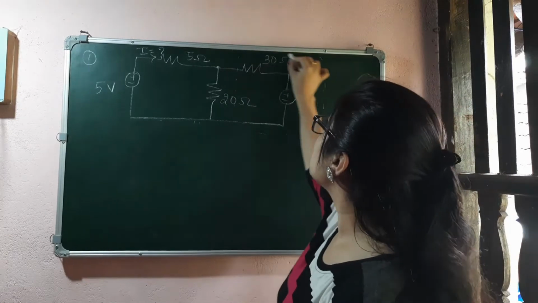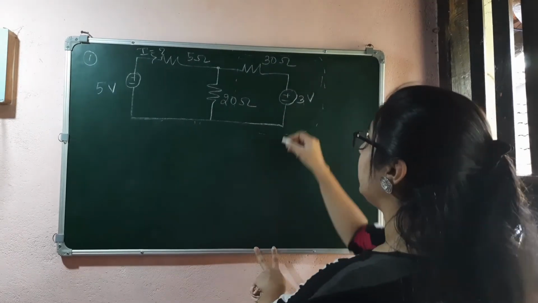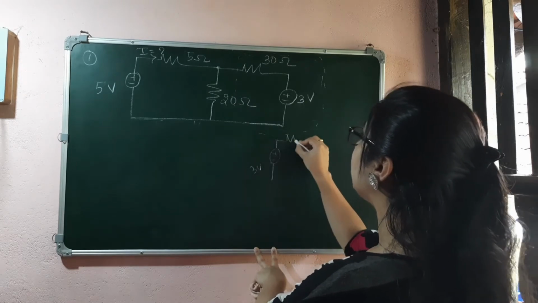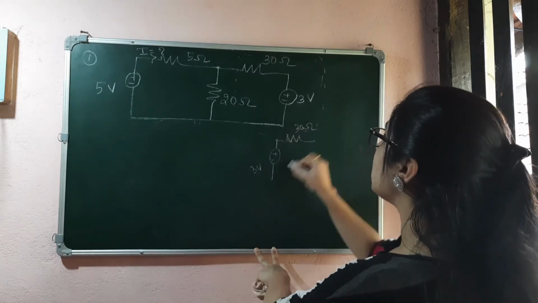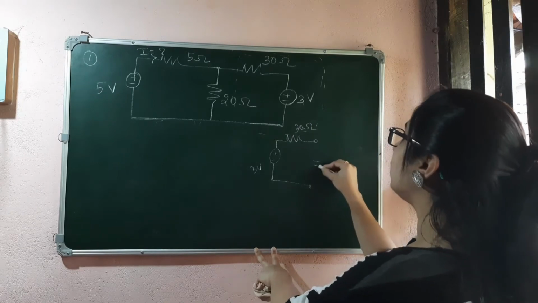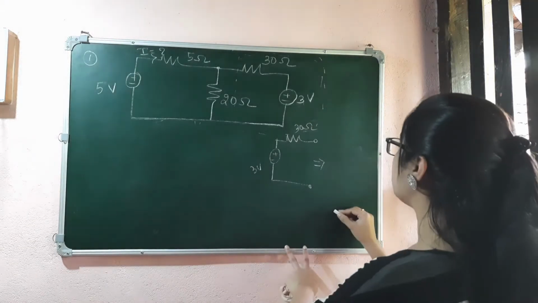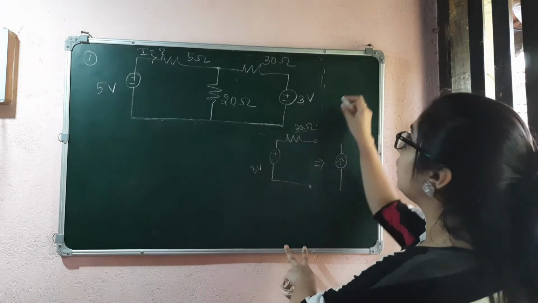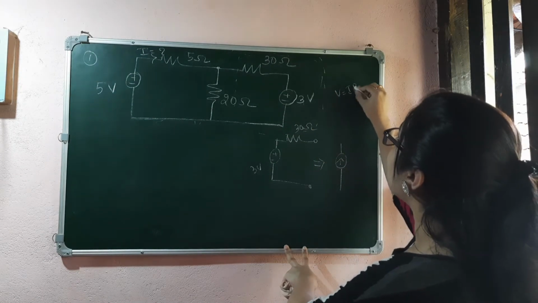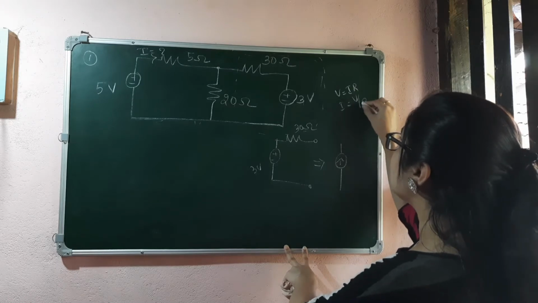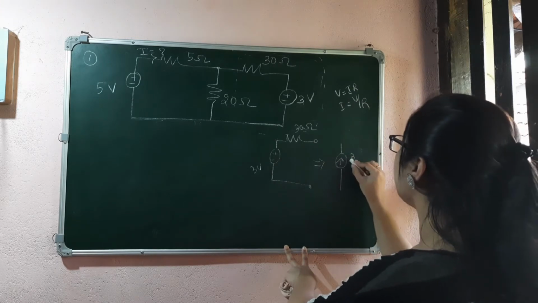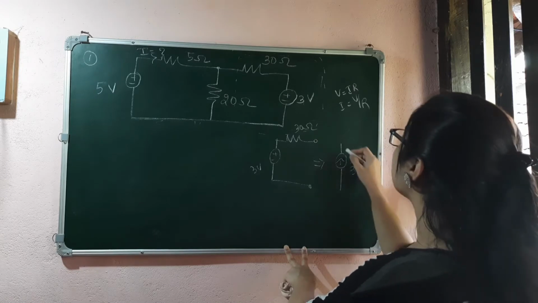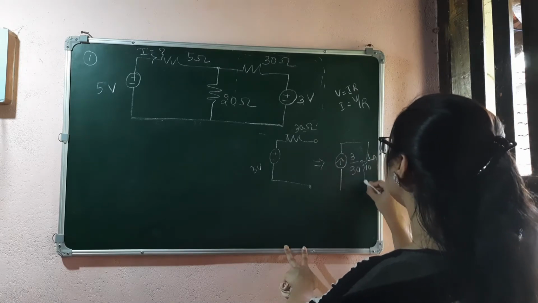This can be converted to a current source. You have a 3 volt source with a 30 ohm resistor in series. That means this can be converted to an equivalent current source having the value 3 divided by 30, because you know V is equal to IR, so I is equal to V by R. So this will be 3 divided by 30 amperes, that is nothing but 1 by 10 amperes.